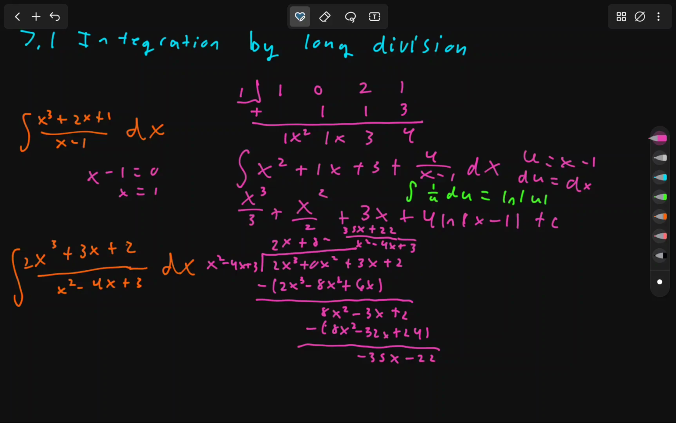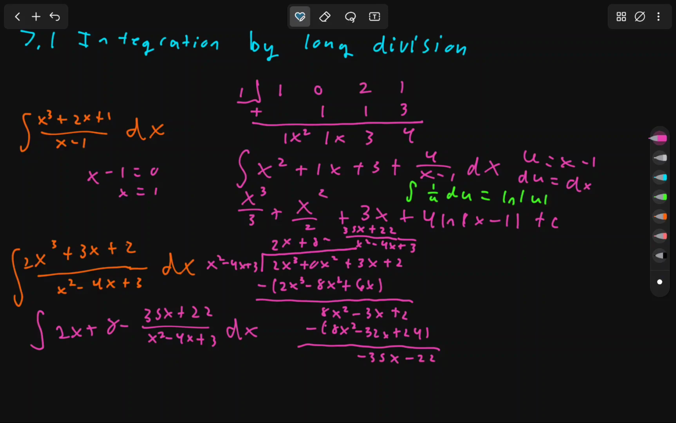Alright. So now we're going to pop this into our integral, and we're going to say we have the integral here of 2x plus 8 minus 35x plus 22 divided by x squared minus 4x plus 3 dx.